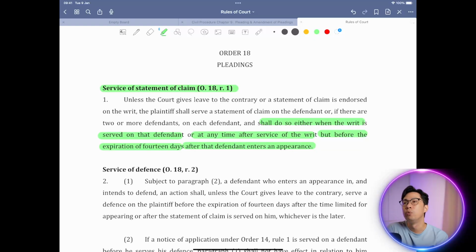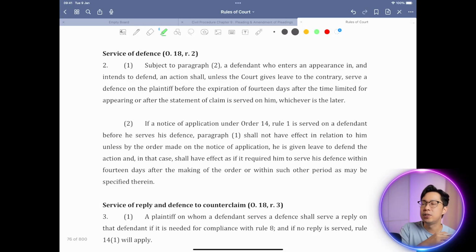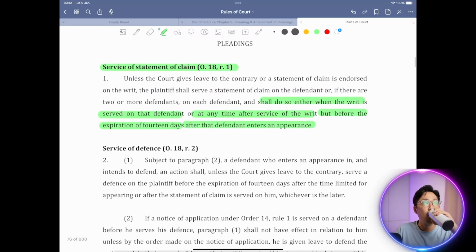Most of the time, we serve the writ and statement of claim together. Sometimes we serve the writ without the statement of claim because the statement of claim is not ready. Then you have to look at this rule. Before the expiration of 14 days after the defendant, so you can serve the writ, the defendant can enter appearance first, and later on you serve the statement of claim. That also can, it's up to you. But most of the time the writ and statement of claim are served together. What about defense? Okay, defense, these are all pleadings, right? That's why this is under pleadings.